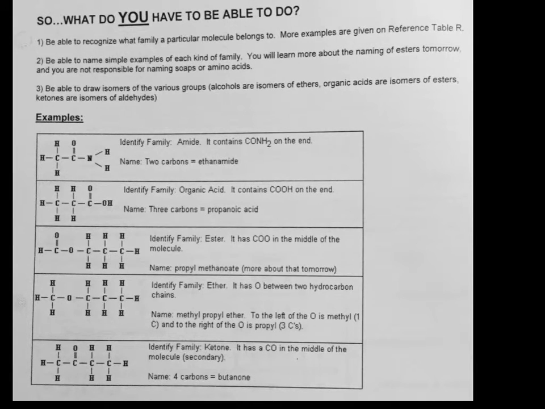So what do you have to be able to do? Well, you have to be able to recognize what family a particular molecule belongs to. You have to be able to name simple examples of each kind of family. And you have to be able to draw isomers of different types of compounds. So here are some examples right here. I notice right away that I've got a double bonded oxygen and I have an amine group. So this, using Table R, comes from an amide.